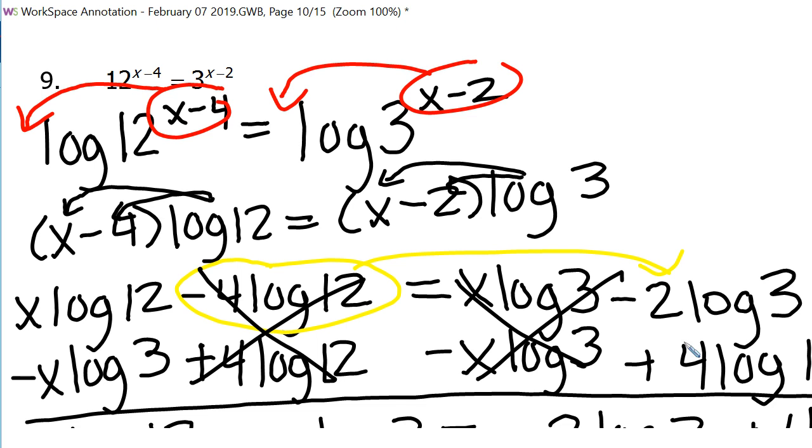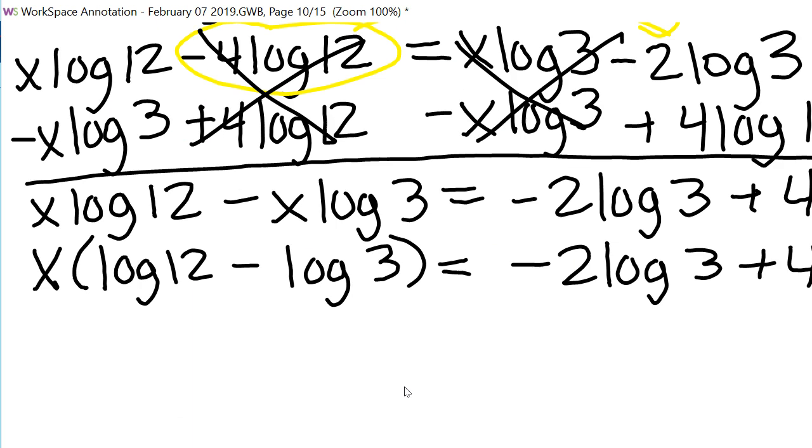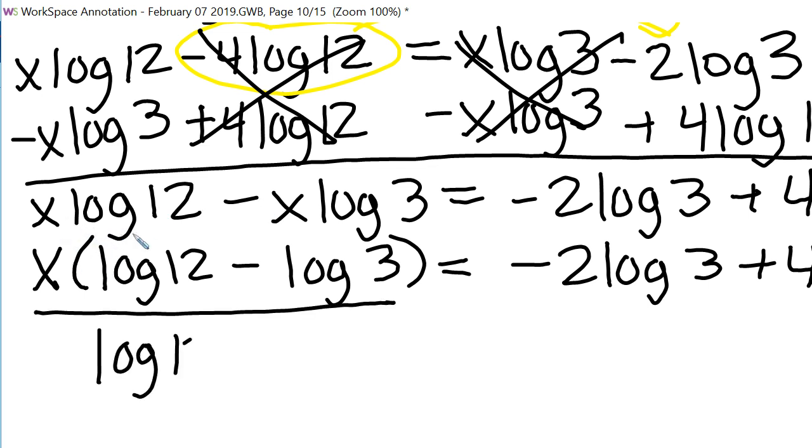Now these problems aren't difficult, it's just a lot to write. And what would be our last step? Divide both sides by what's in the parentheses. So divide both sides by log of 12 minus log of 3.